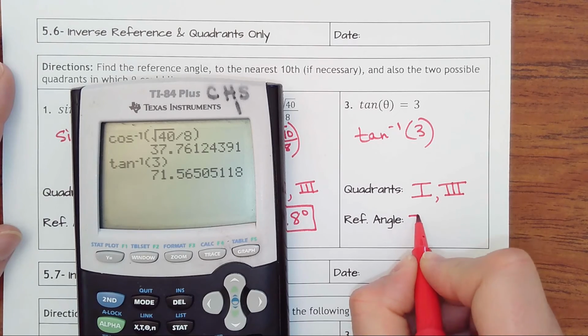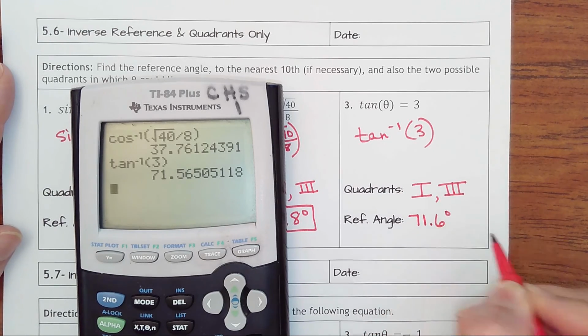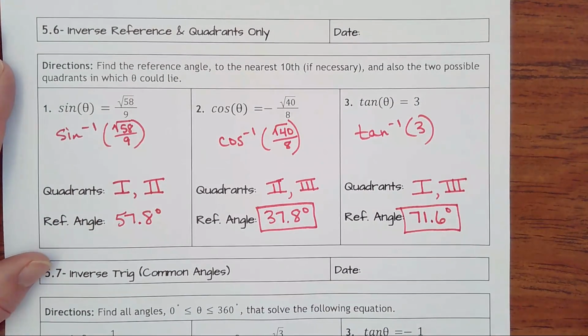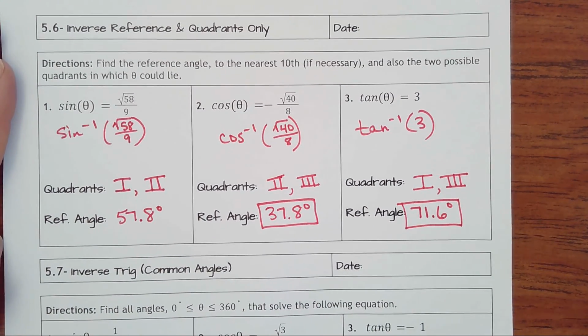And that gets me 71.6 degrees. So again, whenever you do a reference angle, just ignore the negative and just put the positive in, and that'll tell you what that angle is.